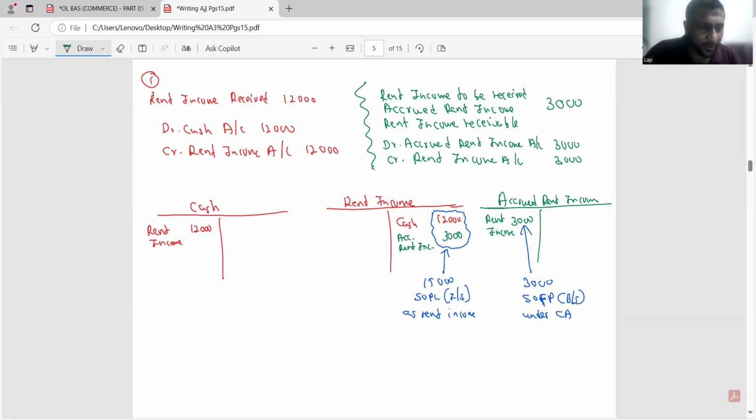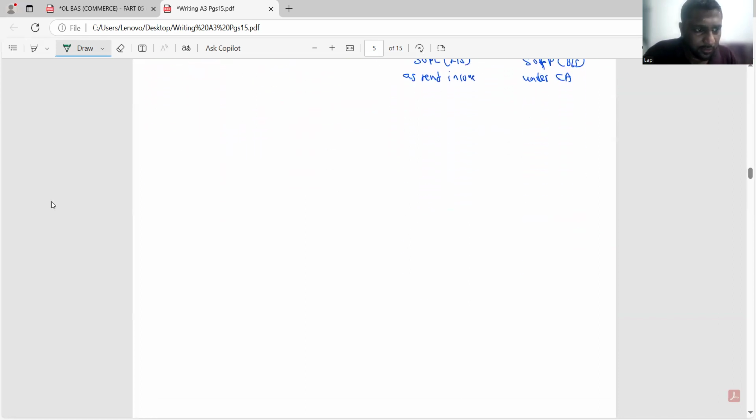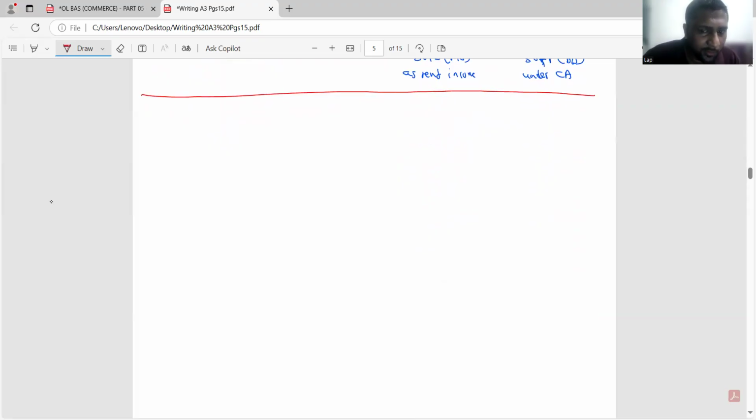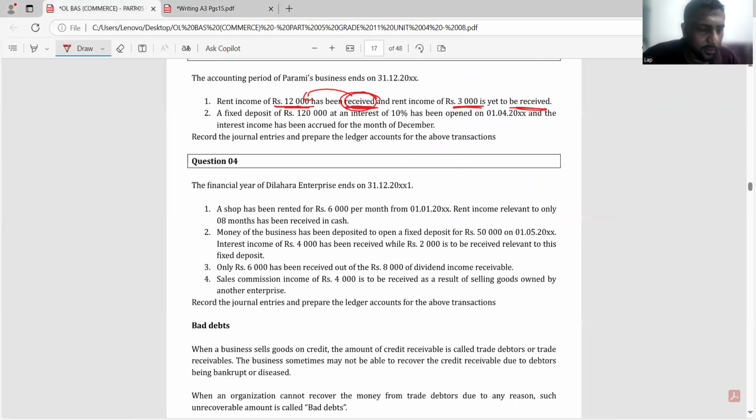Now let's move to the next one. Second, fixed deposit 120,000 at an interest rate of 10%. You have opened it on 1st April, and the interest income has been accrued. Accrued means not yet received, for the month of December. December not yet received.